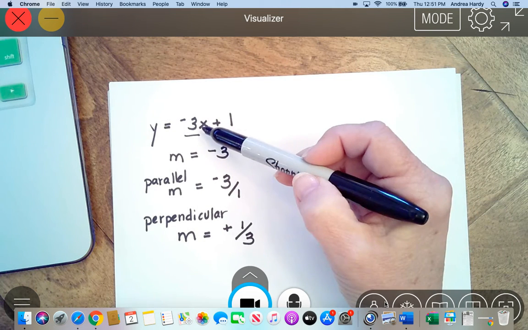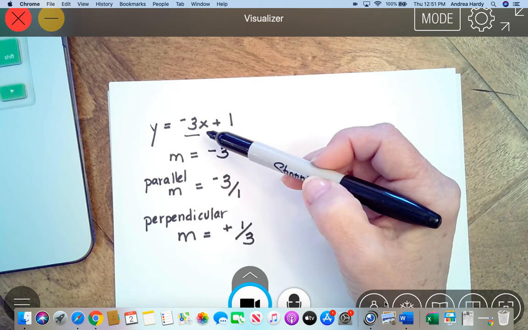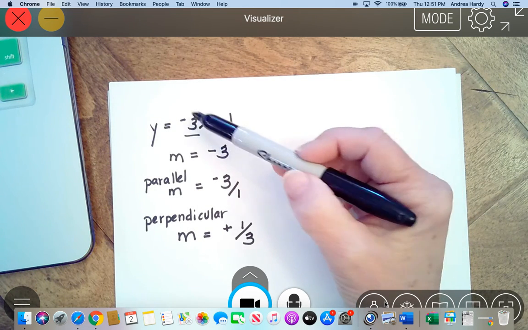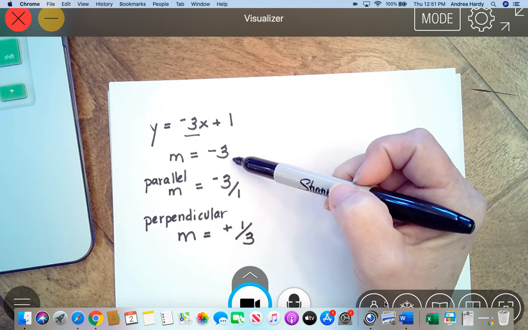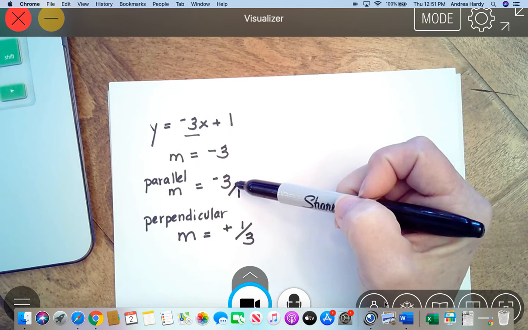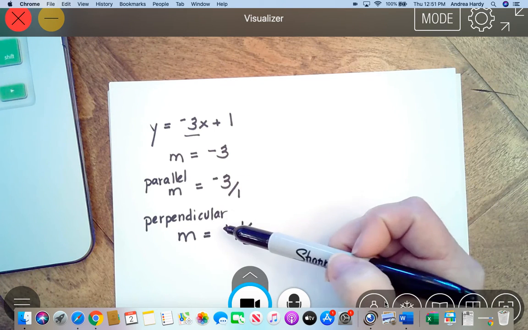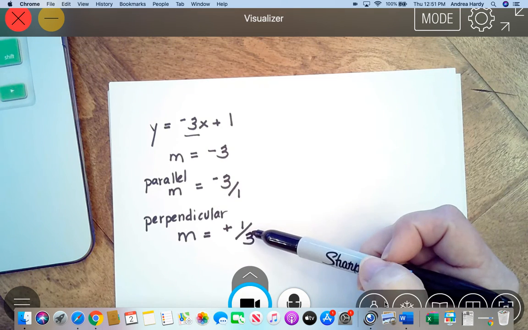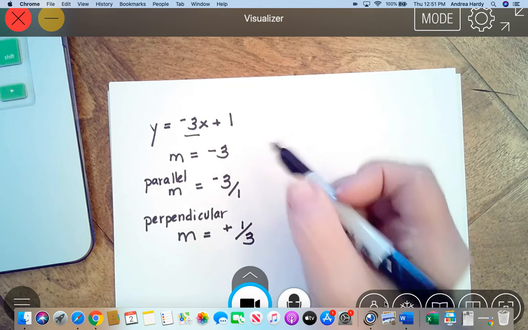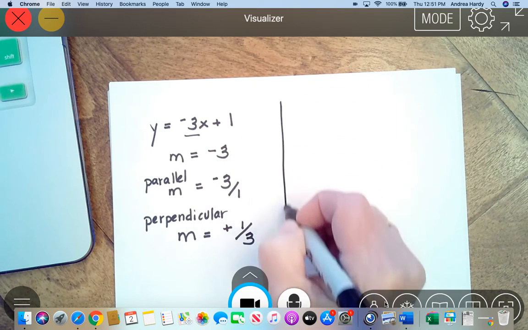So here is my function, y is equal to negative 3x plus 1. My slope, whatever that m is right there, is negative 3. That means a parallel slope is going to be the exact same thing, negative 3. And a perpendicular slope, I'm going to switch the sign and flip it. All right, so there's one example.